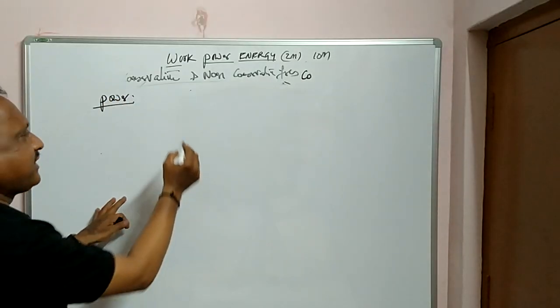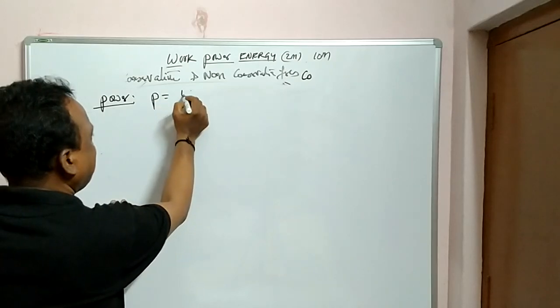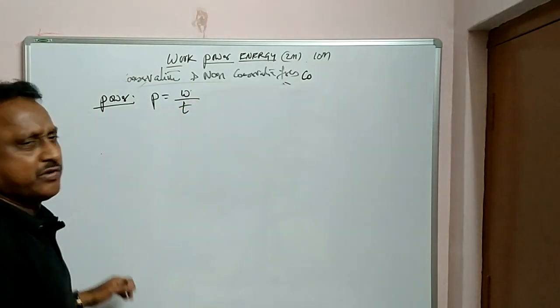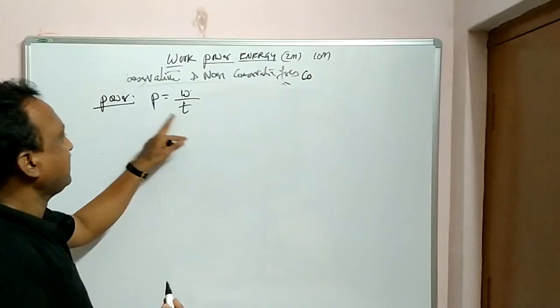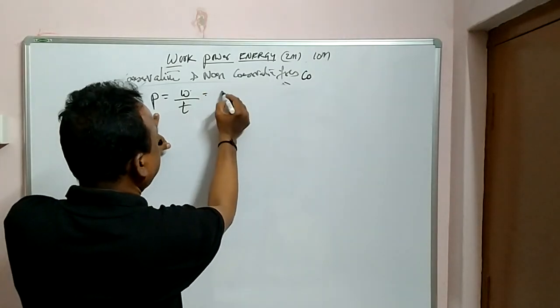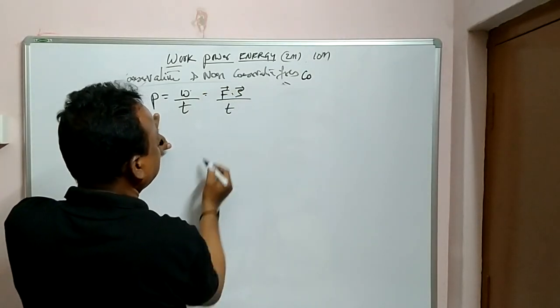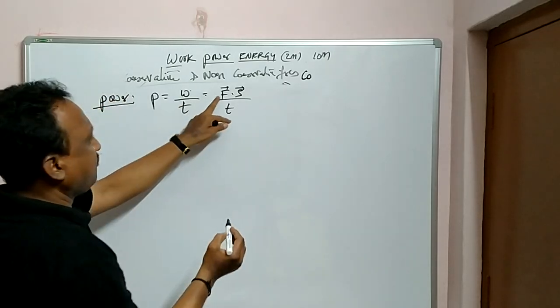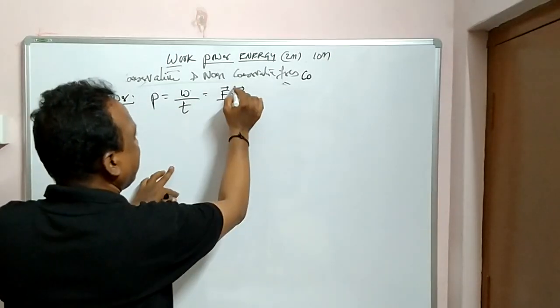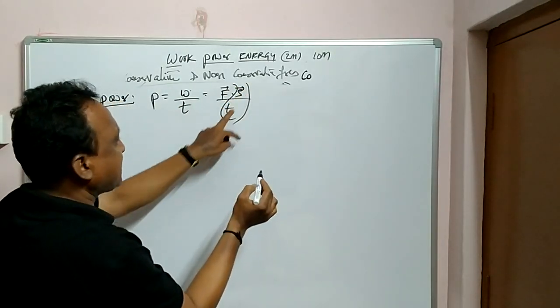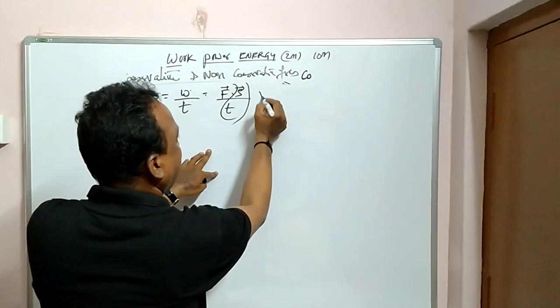Now what is power? Power generally indicated with P. It can be written as W by T. That means rate of doing work is called as power. Work అంటే already discuss చేశాం. F dot S by T. Okay na? What is work? Force into displacement. And what is S by T? Displacement by time, అంటే velocity.